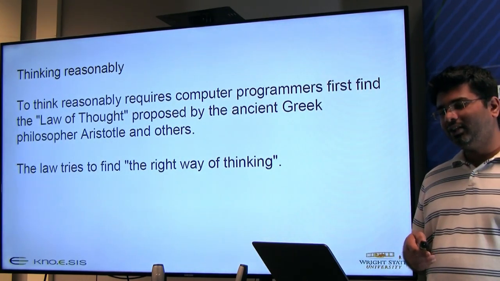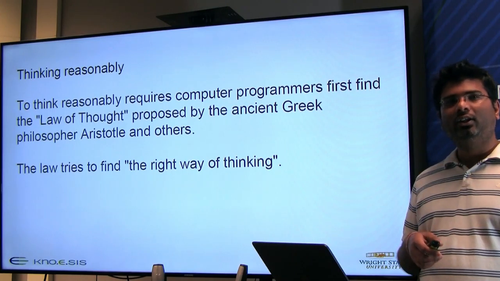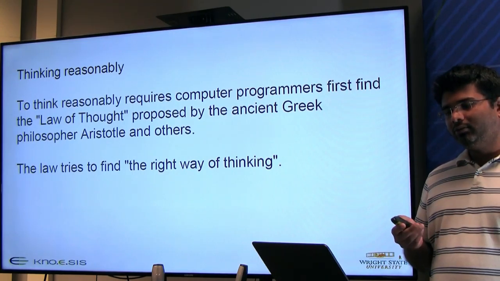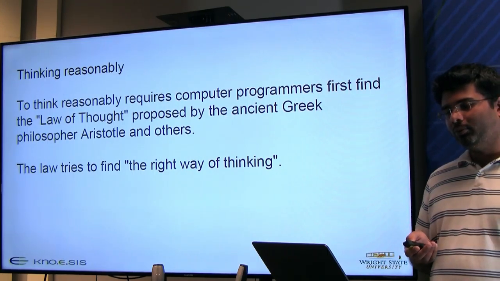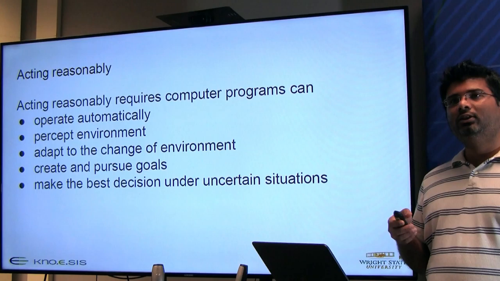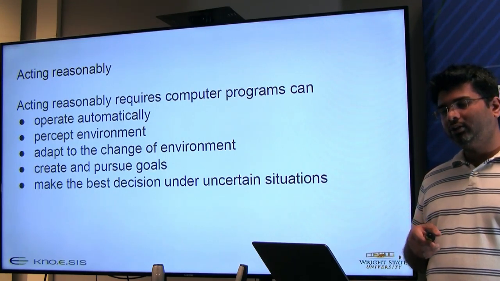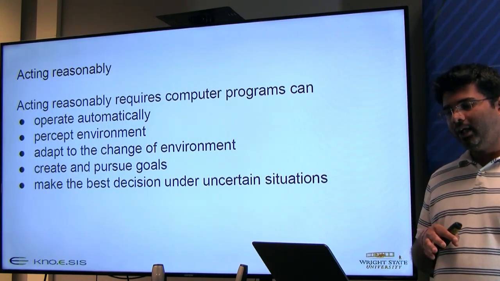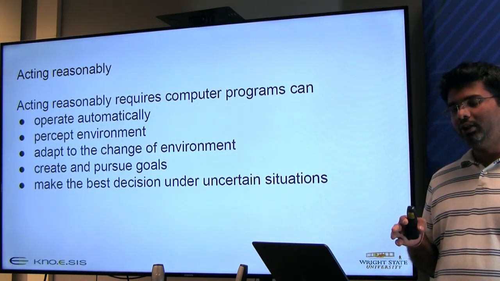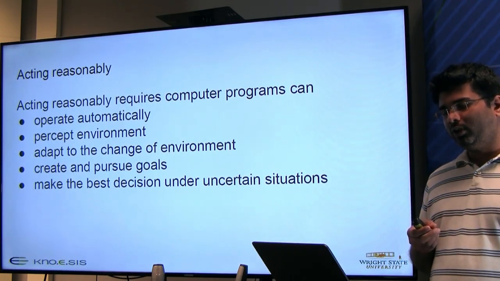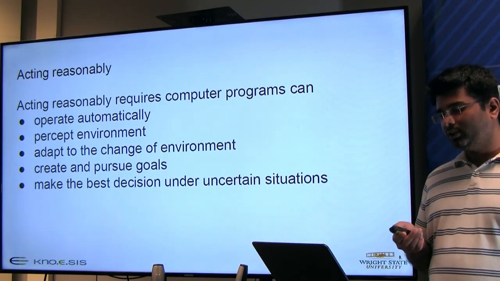So this is another point which goes into the laws of thought, which says thinking the right way. This is one of those four points, but my favorite point is acting reasonably. And this is what the AV is doing. It's operating automatically, perceiving the environment, adapting to changes in the environment, creating and pursuing new goals. Here the goals are written, but as we go forward, we'll see. It keeps changing its goals according to the environment, and then makes the best decision under certain situations.